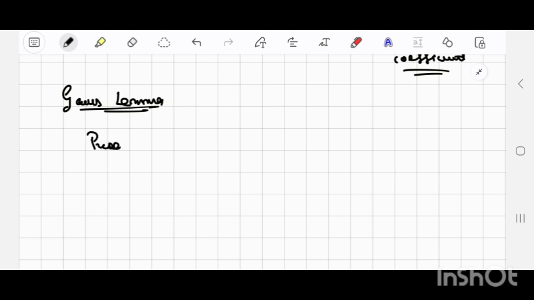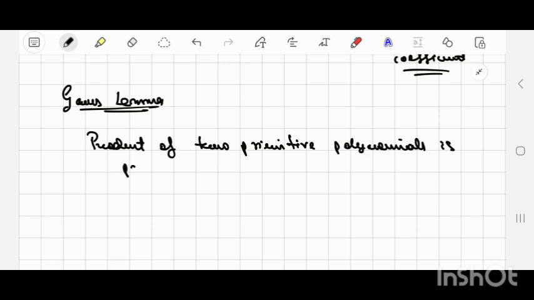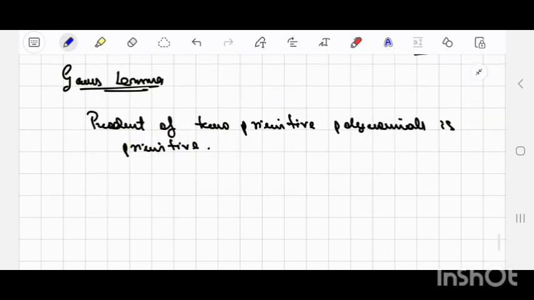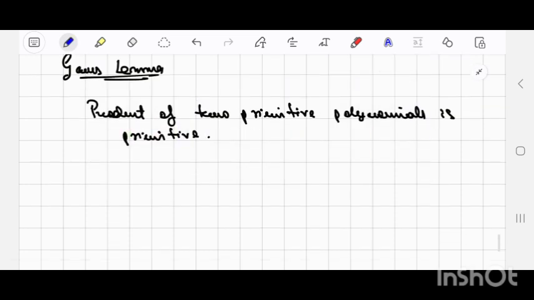So the product of two primitive polynomials is primitive. Okay, the product of two primitive polynomials is primitive. Let's prove it, and the proof is quite simple given the observations we have already had, given we have already done all the hard work, right?